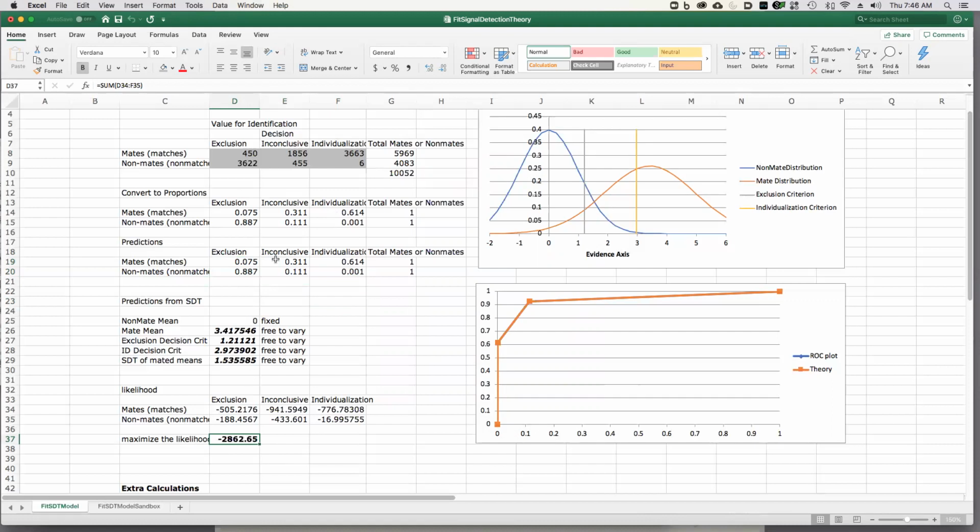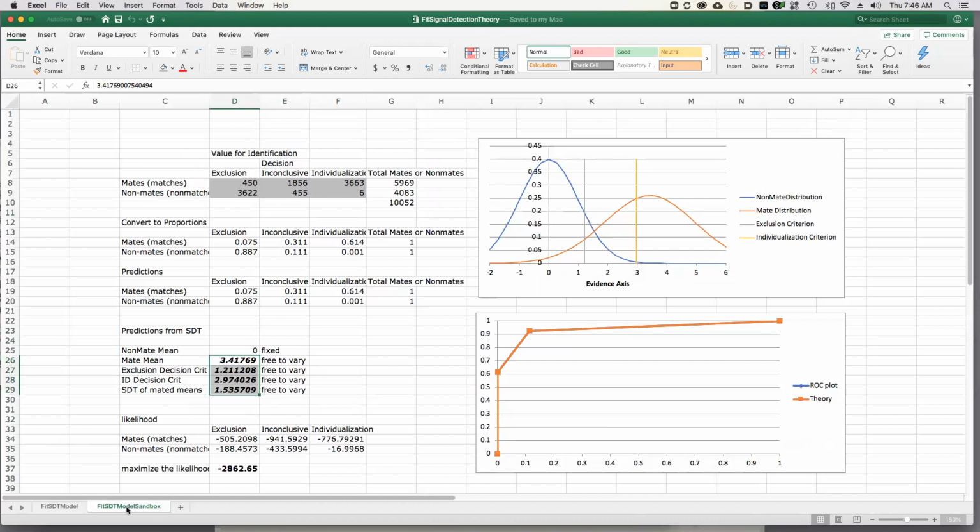And notice that these numbers here have changed, and that's because those are the numbers that Excel adjusted to maximize the likelihood right here. So that's the way that this works. If you want to fit a different data set here, all you have to do is type in some different numbers. I'll go over to my sandbox here so I can play with it without messing up the other stuff.